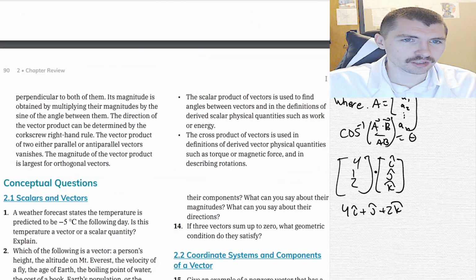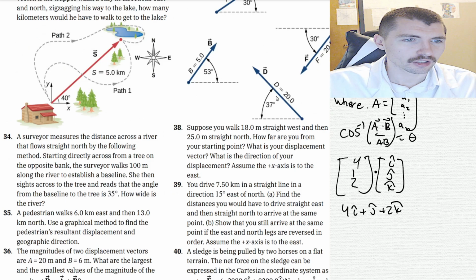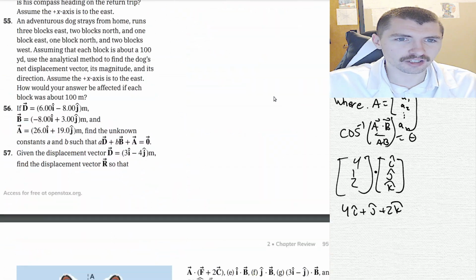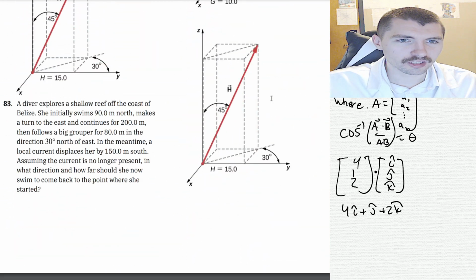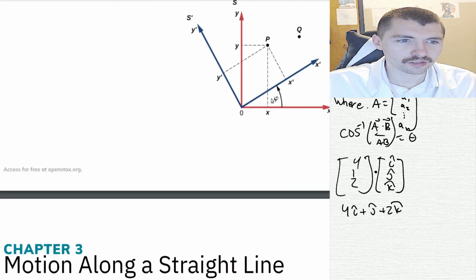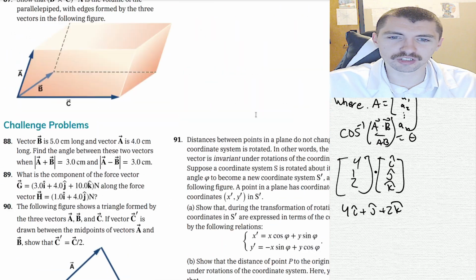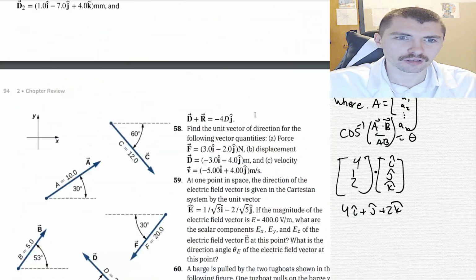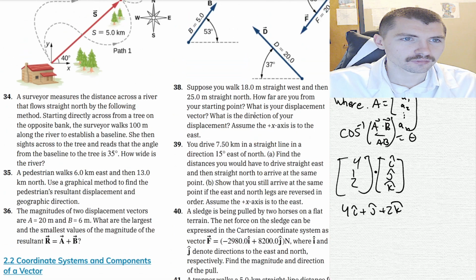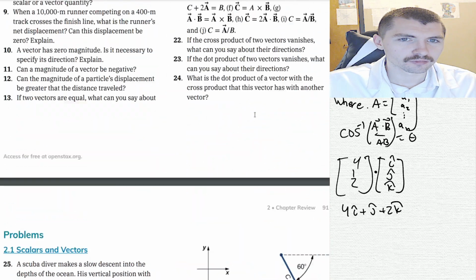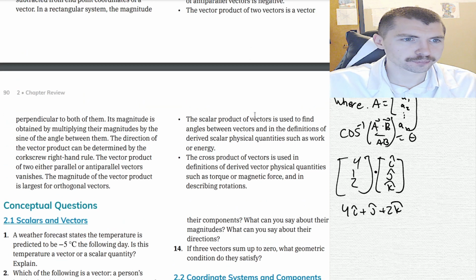All right, so here are our conceptual questions. How many do we have? I think last time we did 80. So yeah, they have 91. So we're going to spend the next couple of videos doing these 91 problems. Shouldn't be too bad.